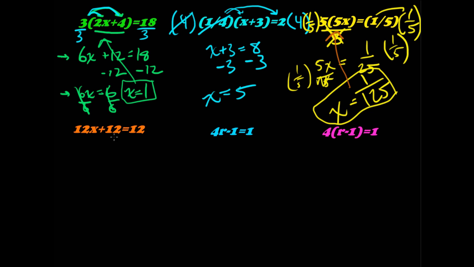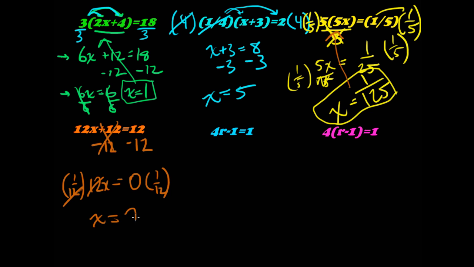Okay, so 12x plus 12 equals 12. What's the first step? Subtract 12 from each side. What's 12 minus 12? Well, that's 0. So we have 12x equals 0. Then what do we do? Divide each side by 12, or multiply by 1/12. Same thing. Literally, 12 divided by 12 is 1. 0 divided by 12 is 0. So x is equal to 0. To verify, plug it in.